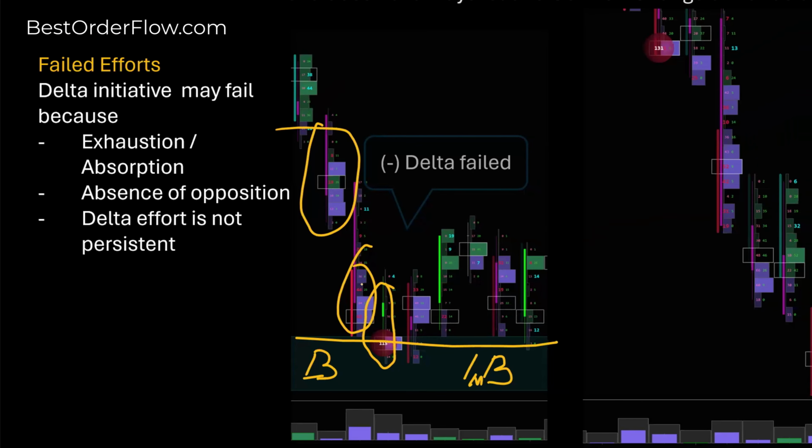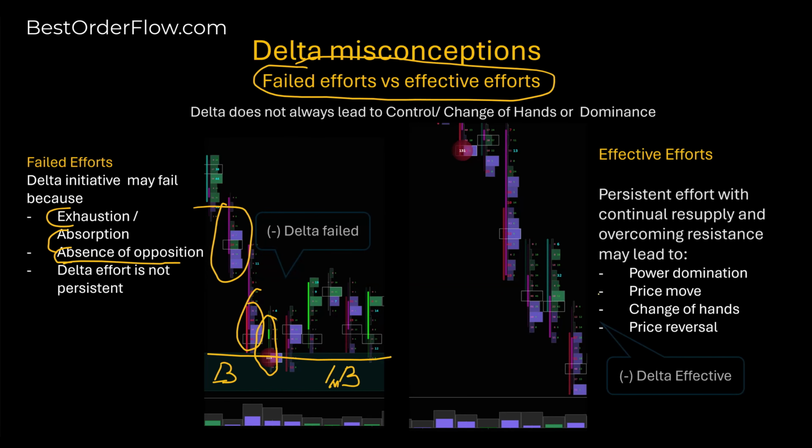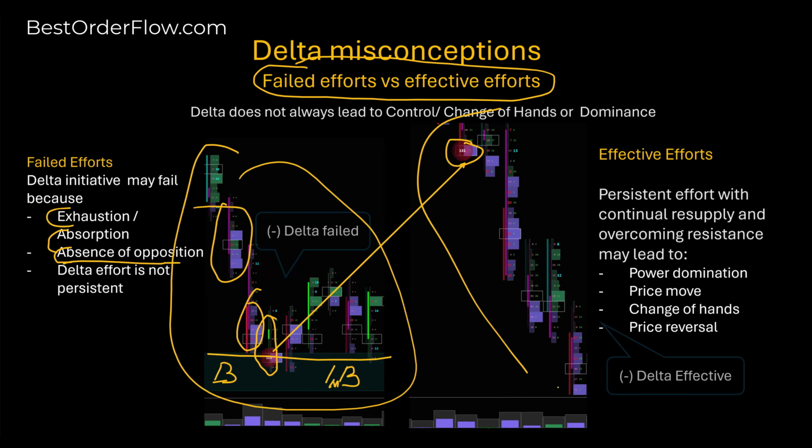Now, there's a few things you can see: delta is not successful when there is exhaustion, when there is absorption, or where there is an absence of opposition. Then delta can be successful if there is no opposition on the other side. Not because the amount of delta over here and the amount of delta here in the same bubble, this bubble, it's about the same, right? But the result over here is different. And this is the main point.